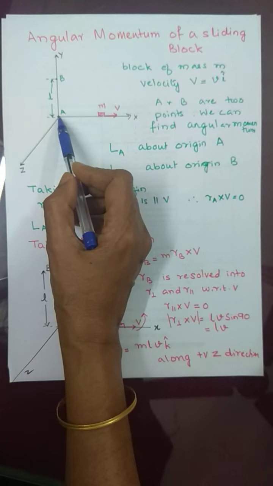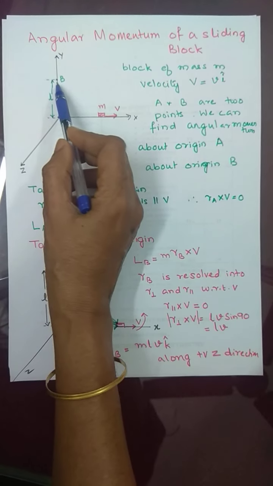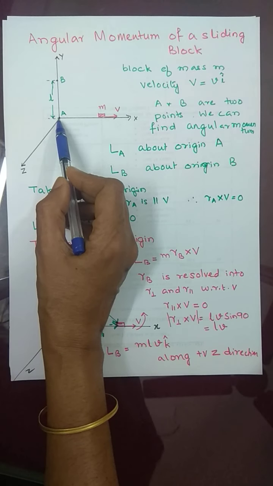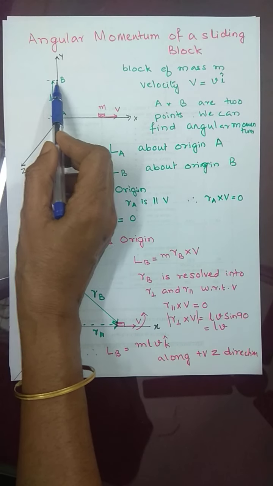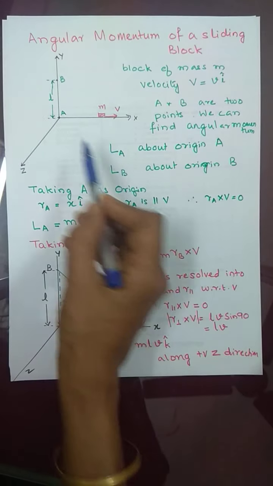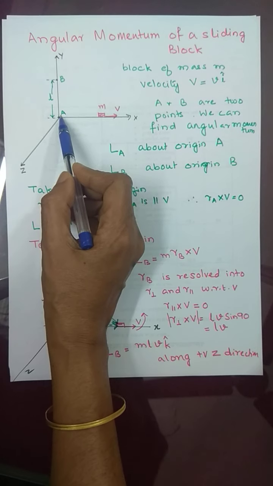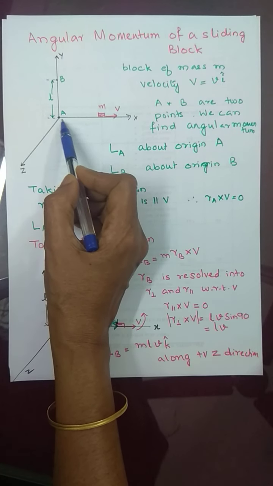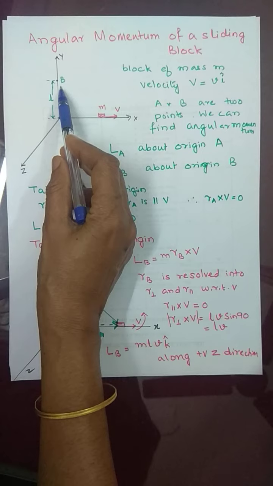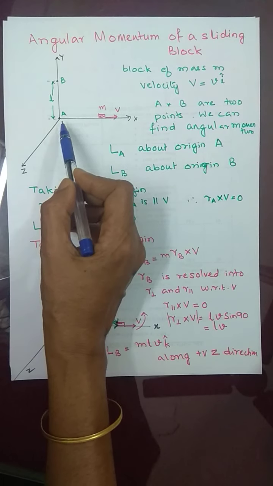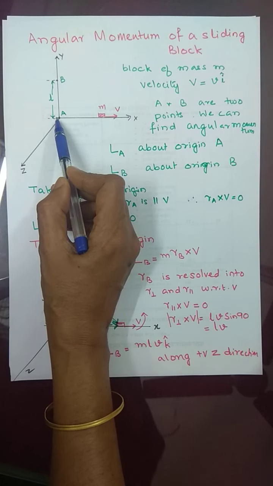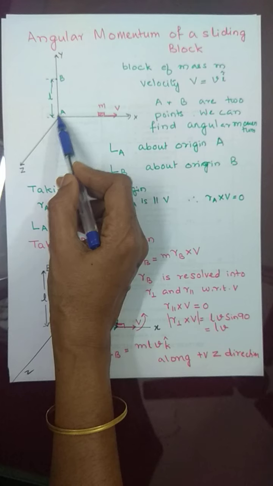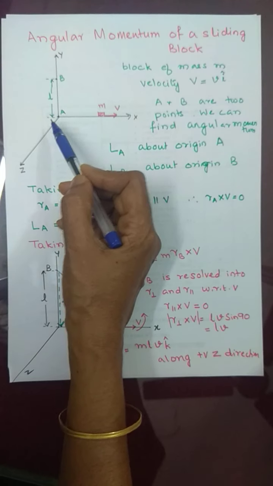Now I have considered two points A and B. I can consider either A as origin or another point B as origin. You can calculate angular momentum about any point, either A or B. First, let us find out what is the angular momentum about A. Angular momentum will depend upon the choice of origin.